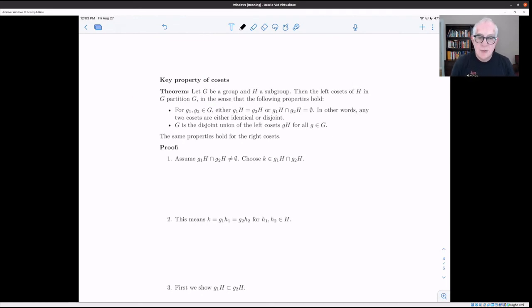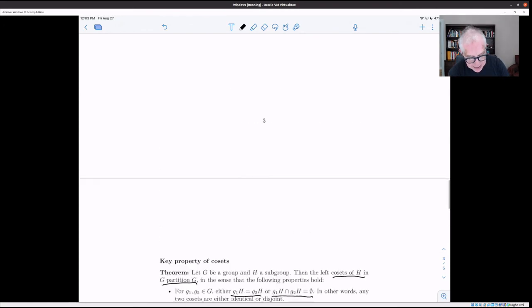Okay, so now we're going to actually prove these properties of cosets that came up in this earlier discussion. So what are we going to show? We're going to prove that if you have a group and a subgroup, then the left cosets of H in that group partition the group. And partition means that either 2 cosets are equal or they don't overlap, they're disjoint, and altogether they cover the group. Every element belongs to a coset, and therefore exactly 1 coset.